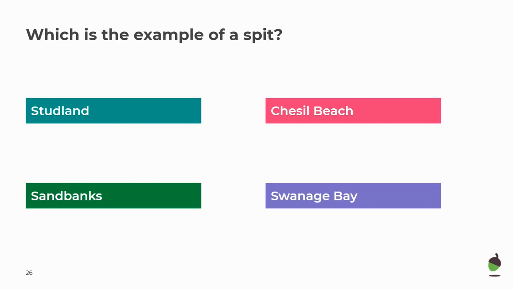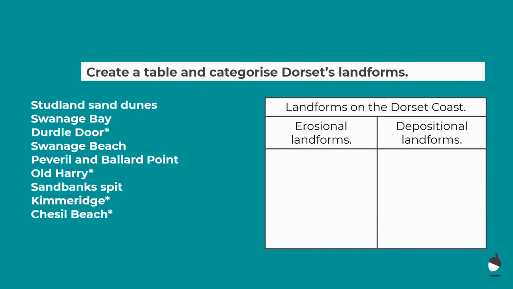Which of these is the example of a spit? Studland, Sandbanks, Chesil Beach or Swanage Bay? Jot down your answer. Did you get it? It was Sandbanks.